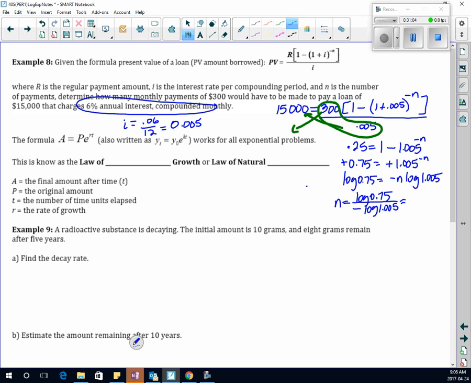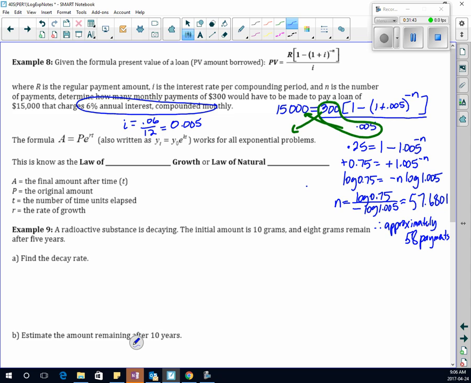So if you type in log 0.75 divided by log 1.005, you'll get a negative answer, and then you just switch the sign because of the negative, right? So 57.6801. So what does that mean? Approximately 58 payments. So that would be almost 5 years. 5 times 12 is 60. This is 58 payments, right?